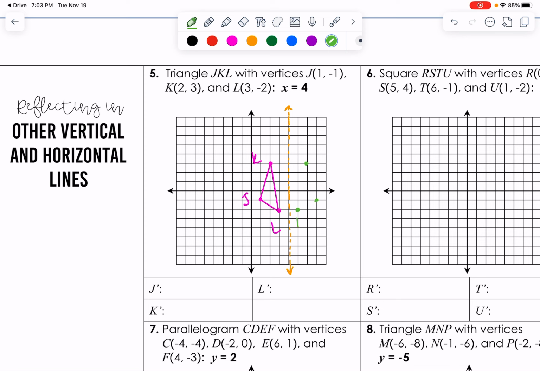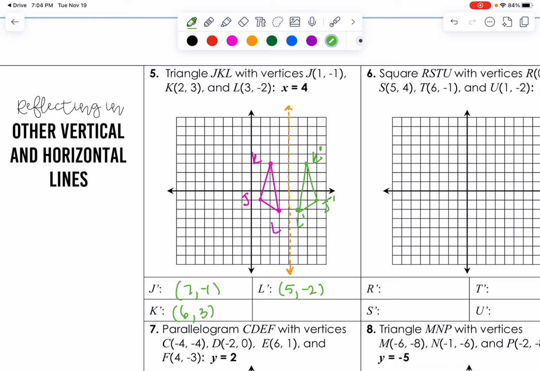So this is L prime, J prime, L, K prime. To begin with, we need to review and so let's look at what changes in our coordinates. Since we're reflecting across the line x equals 4, J becomes 7, -1. L is 5, -2, and 6, 3 is the other one.